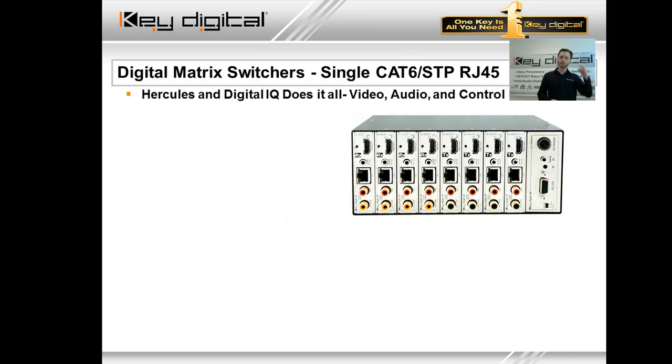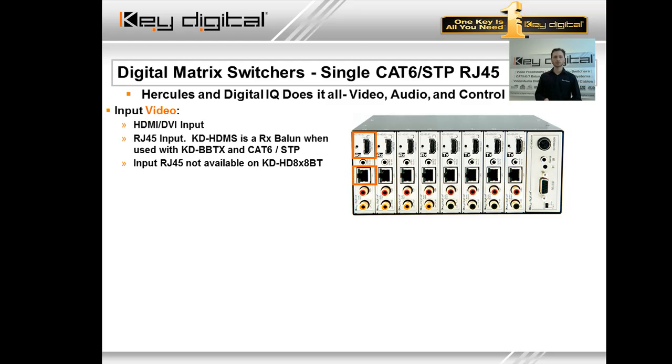So all these features we talk about here, let's take a closer look at them. On the input side, you have an HDMI port that supports HDMI, DVI, DisplayPort as well. RJ45 input, again, not available on the HD8x8 BT, but you can see here some of the really big advantages that offers you. For example, this in a residential application is ideal for integrating a Blu-ray player that is located outside of the equipment rack, or in a commercial application is ideal for integrating a PC, document camera, etc. A source that cannot be located in that equipment rack can go into a KD-BB TX balun over that single Cat6 shielded, plug in the RJ45 port, you're good to go.